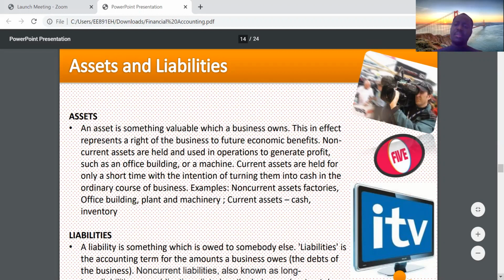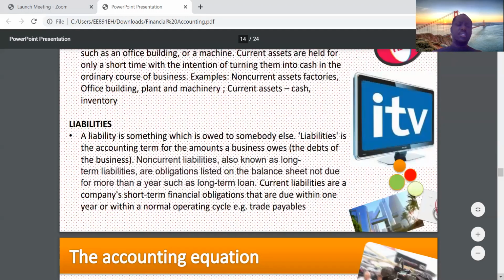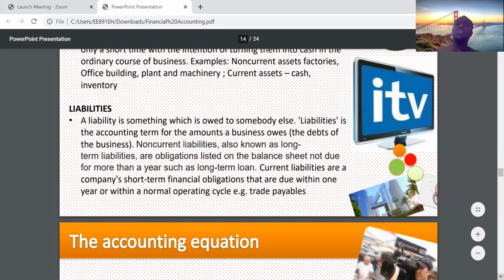Then let's talk about liabilities. A liability is something which you owe someone else. So these are your financial obligations. These are your debt obligations. That's what a liability is all about. Liability is simply the accounting term for the amount a business owes other people. So please keep that in mind.